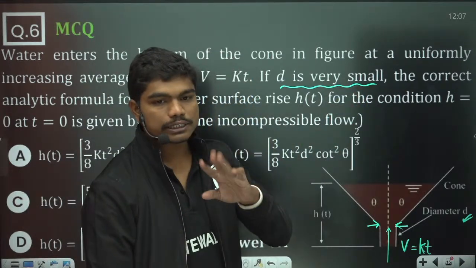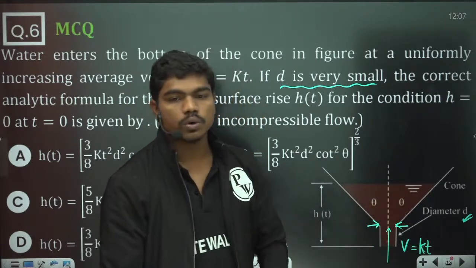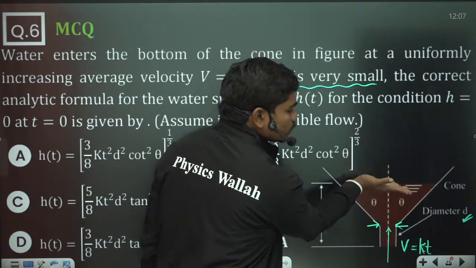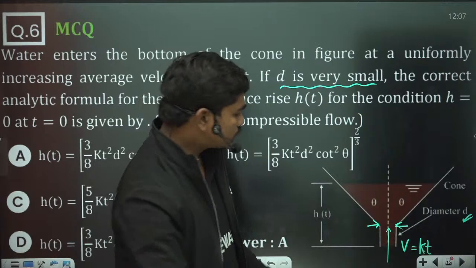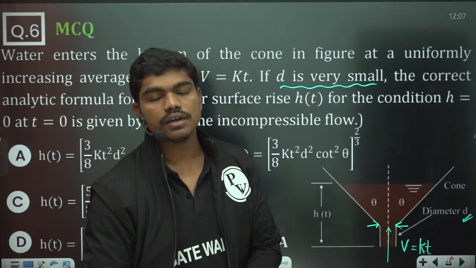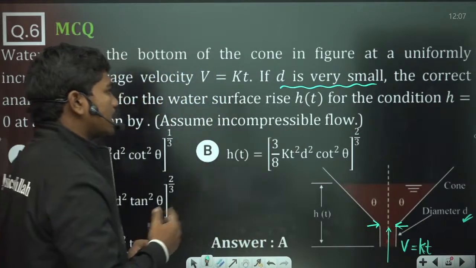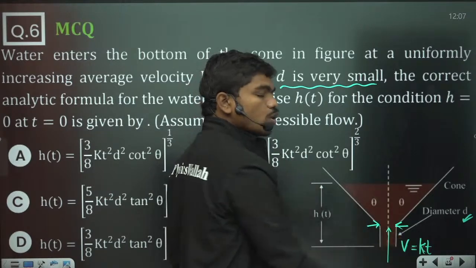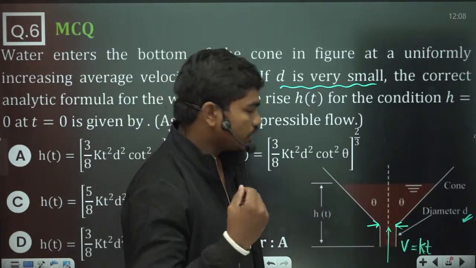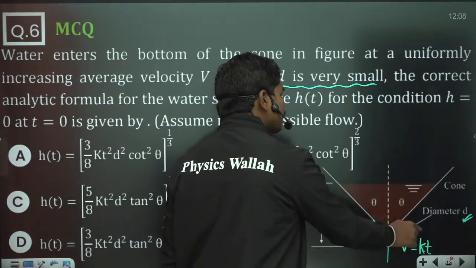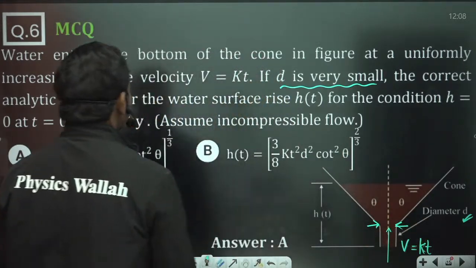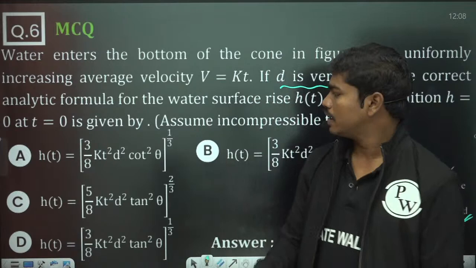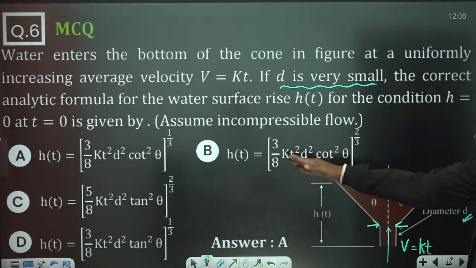First of all, try to understand the physics of what's happening here. There is a cone with an opening at the bottom. If you keep on sending water, then definitely the water level in the cone will keep on increasing, correct? They have denoted this increase as h of t, the height of the water surface with respect to time, for the condition h equal to 0 at t equal to 0. So at time t equal to 0, there is no water in the cone, and you started sending water. But the velocity of sending water depends on time, v equal to some constant times t. Assume incompressible flow. Assuming incompressible flow, they are asking what is the correct expression for the increase of water level h with time.